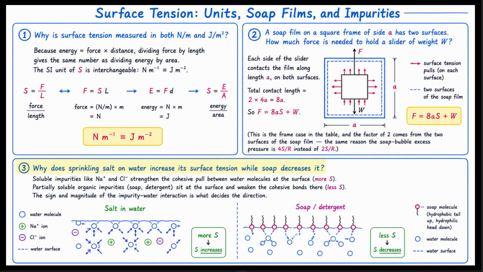Third, why does sprinkling salt on water increase S while soap decreases it? Soluble ions like sodium and chloride strengthen the cohesive pull between water molecules at the surface, raising S. Partially soluble organic impurities like soap sit at the surface and weaken those cohesive bonds, lowering S. The sign and magnitude of the impurity-water interaction is what decides the direction.